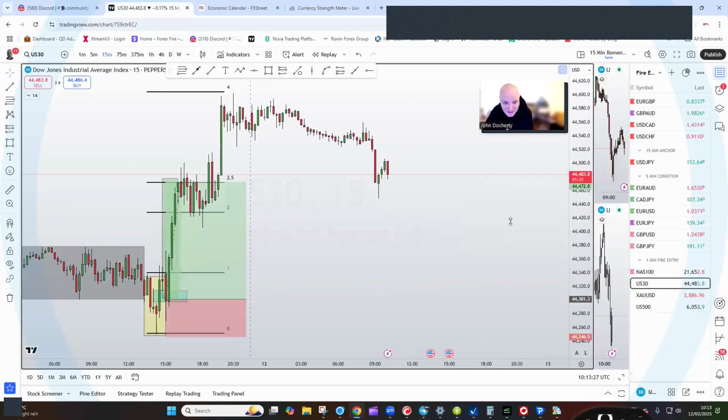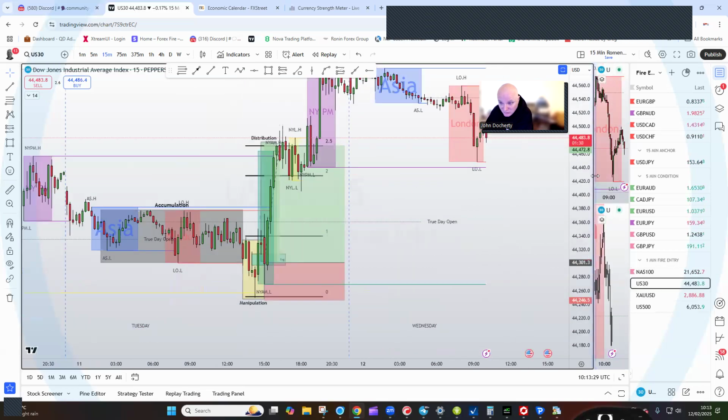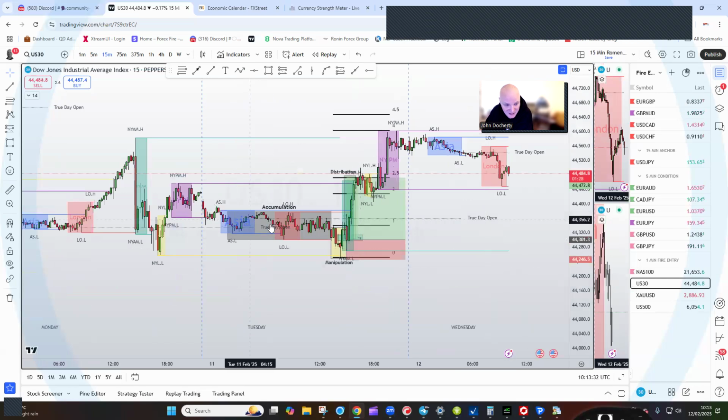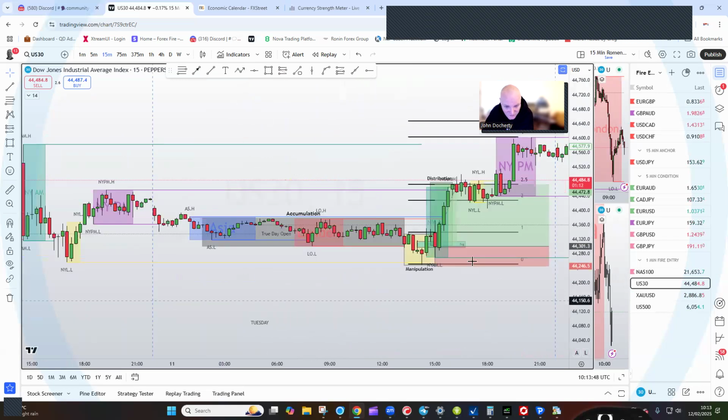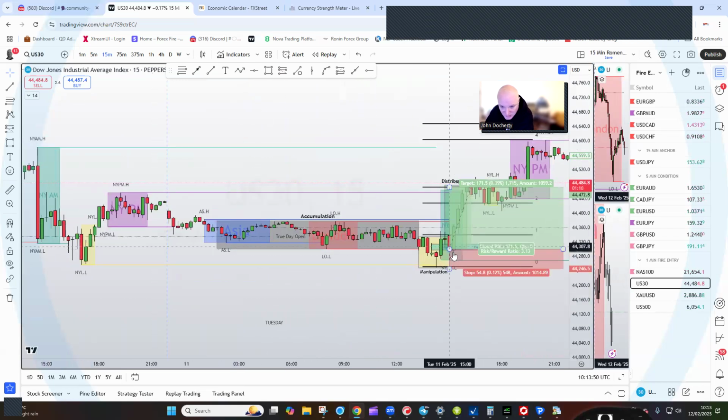US 30 again. I was looking at this one yesterday as well. I'll run through what I saw yesterday. Accumulation. The manipulation came from the breakout. Where did the manipulation start? Well, it started from this recent high here down to the low breakout. So we did the deviation from here. Was there an FVG? There was an FVG. It was bang on here. We tapped into it on the New York.